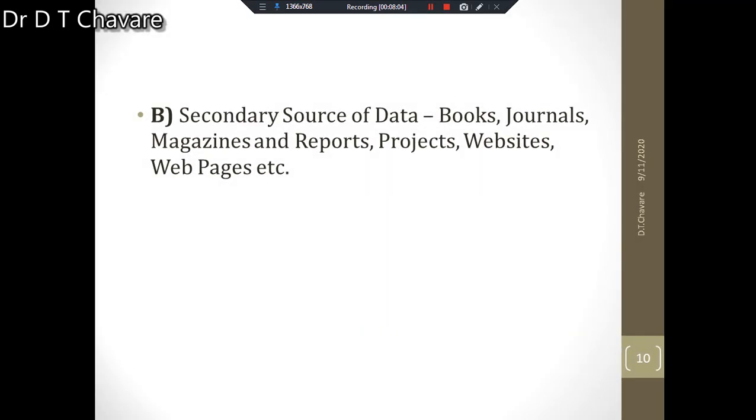Then secondary sources of data. What are the secondary sources? Books, journals, magazines, reports, projects, websites, web pages, etc. It means that in secondary sources of data, we have to take reference of books, journals, magazines and reports, projects, websites and web pages, etc. These are also included in the secondary sources of data.